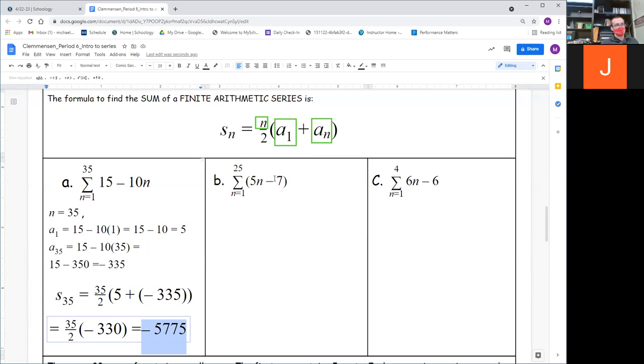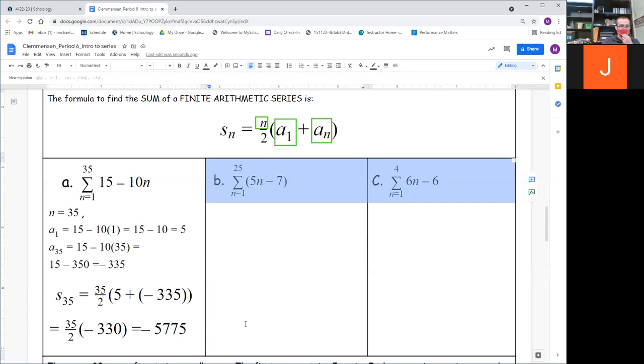Now I'm going to set you free to work on B and C in a second. Are there any questions on B or C before I set you free? Or A. All right, I'm going to give you, let's say, 4 minutes to complete these problems, and we're going to go over them. One of the people from the chat will be doing one of the problems. One of the people in class will be doing the other problem.